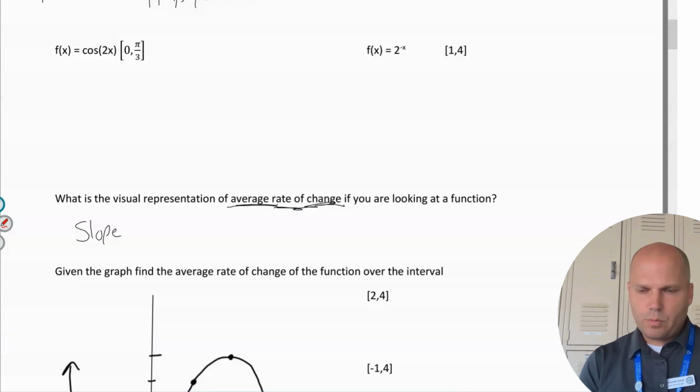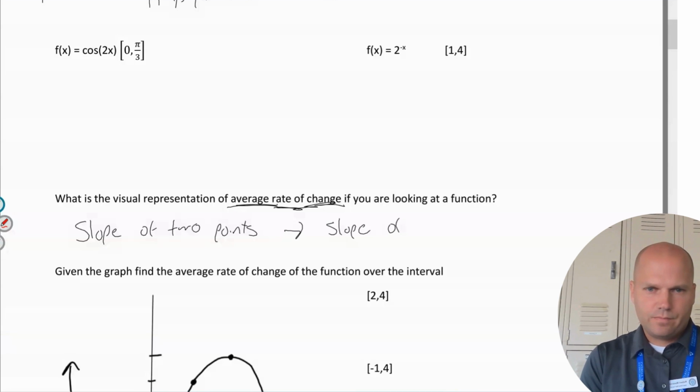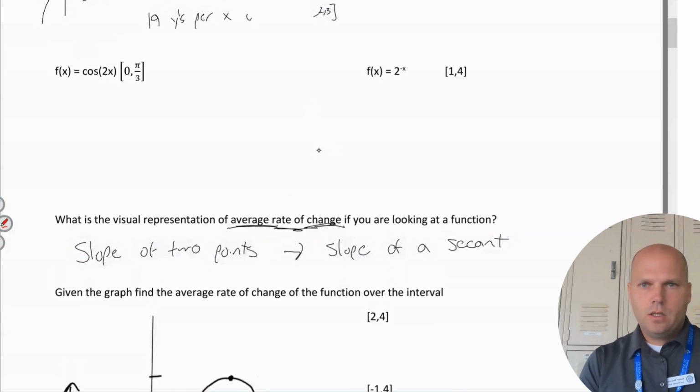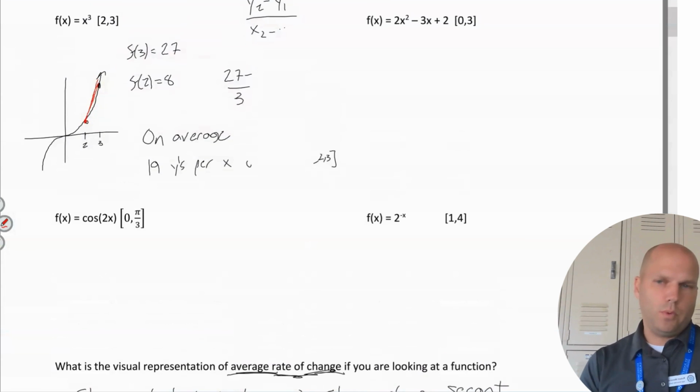So the slope of 2 connecting points on a function, we call this the slope of a secant. A secant line we talked about from geometry is a line that crosses through a circle twice. We're going to call a secant line a line that connects 2 points.